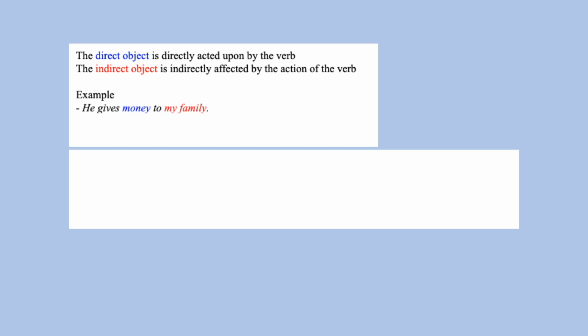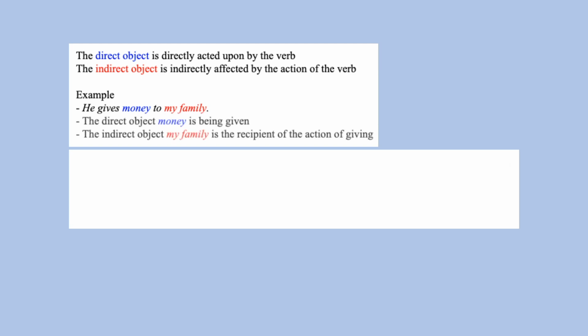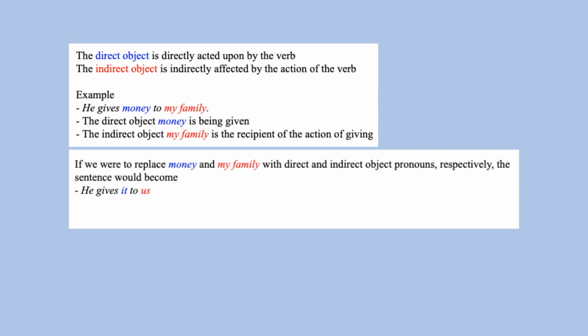In English, the example is, he gives money to my family. Money is the direct object being given, directly acted upon by the verb. My family is the indirect object. It is the recipient of the action of giving. If you replace money and my family with their respective direct and indirect object pronouns, then the sentence becomes, he gives it to us. It is the direct object pronoun. Us is the indirect object pronoun.